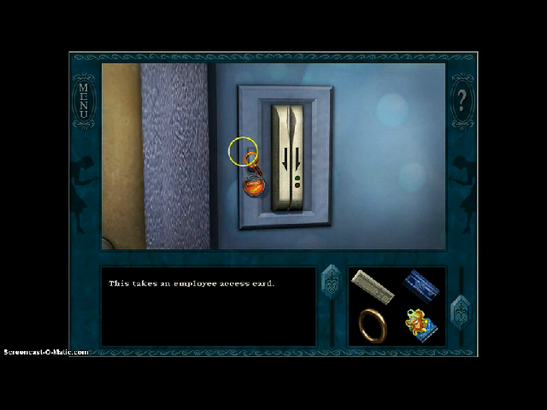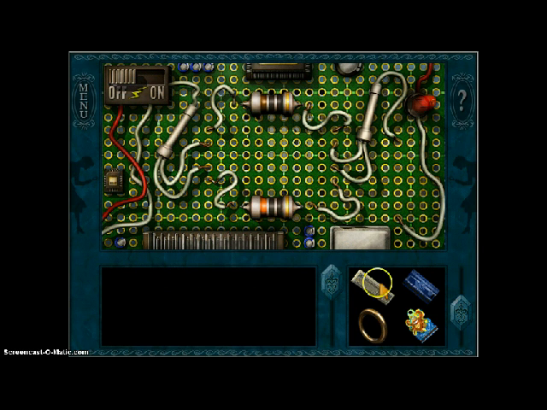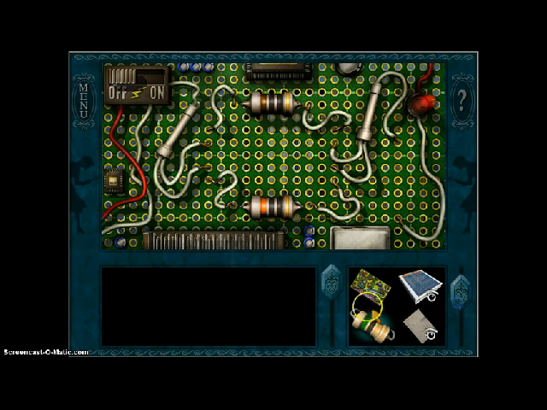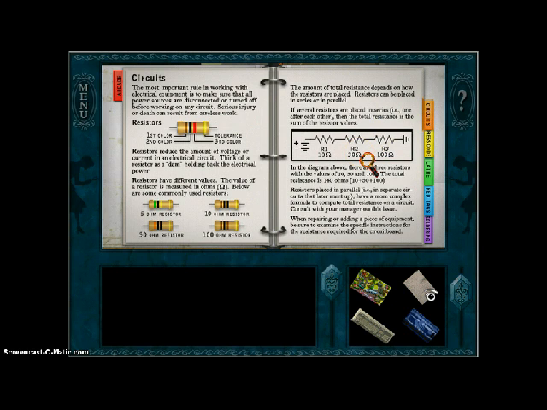This takes an employee access. Open up the panel, Nancy. Alright, I can see right where the thing goes. The macro resistor goes right there. Now let's take a look at Ingrid's little book here. Circuits. The most important rule in working with electrical equipment is to make sure that all power sources are disconnected or turned off before working on any circuit. Serious injury or death can result from careless work.